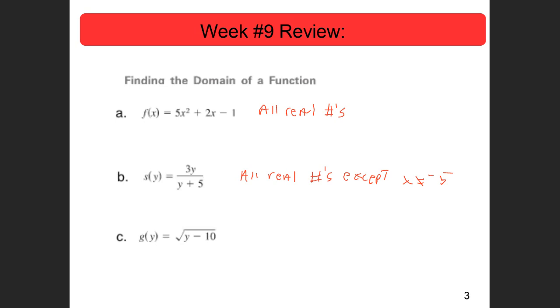If I had a radical, remember, we just set whatever's inside the radical greater than or equal to 0 and solve. So if I add 10 to both sides, y is greater than or equal to 10. So this would be my domain. Any number greater than or equal to 10 would work in this problem. So finding the domain of polynomials, rationals, and radicals are fairly easy to do.